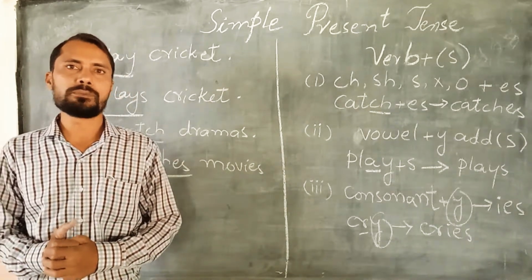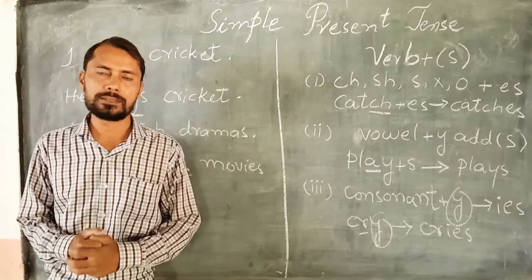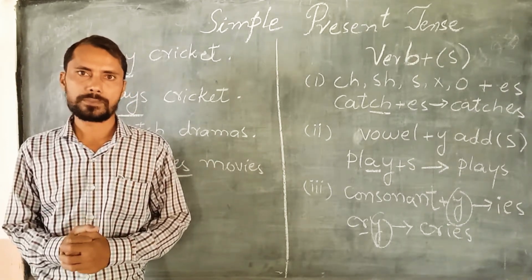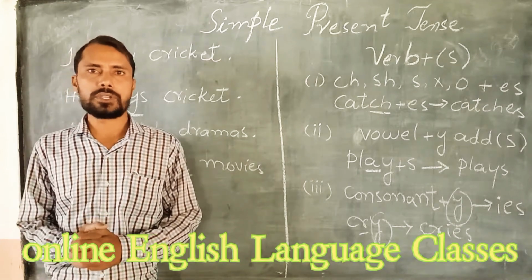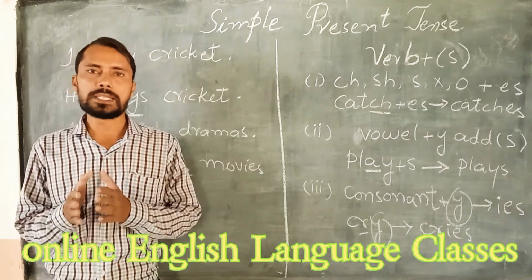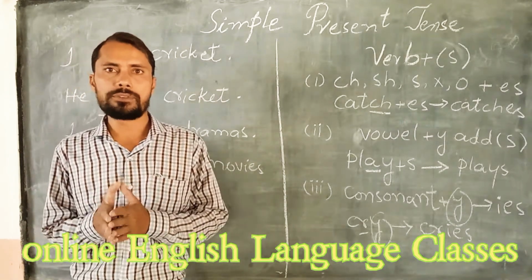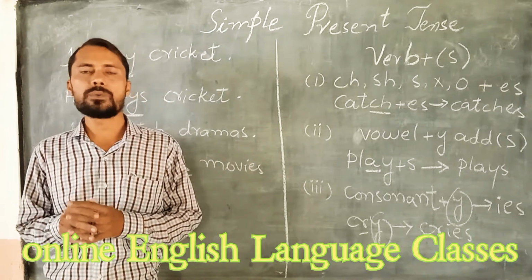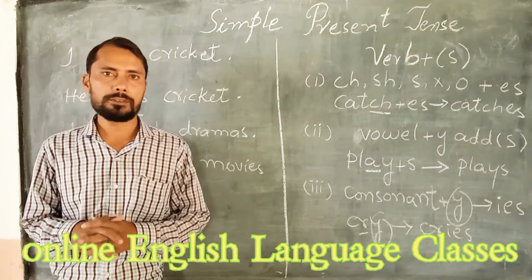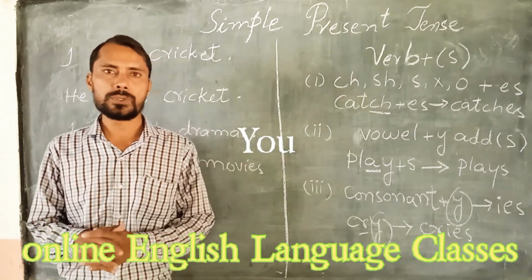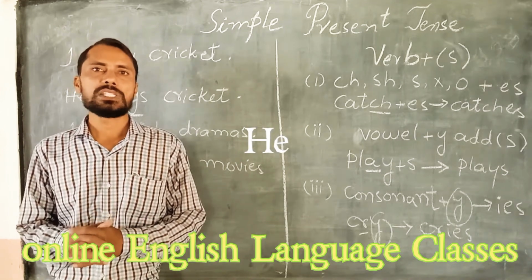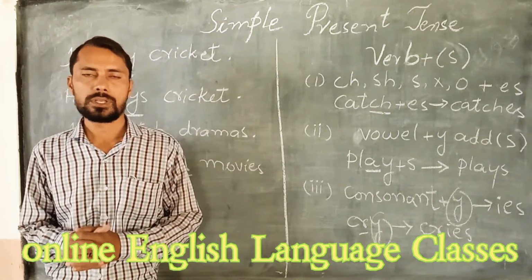Today we are going to learn more about simple present tense using verb form in simple present tense. In this class, you are going to learn how to use first form of verbs in simple present tense with different subjects. You know, we have 7 subject pronouns: I, we, you, they, and he, she, it.